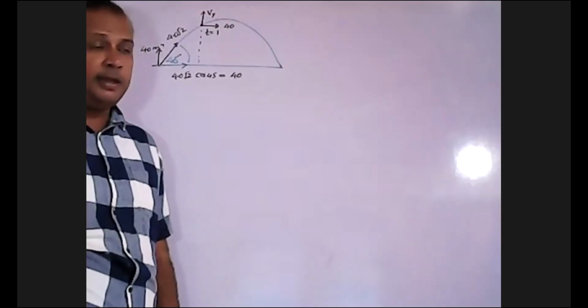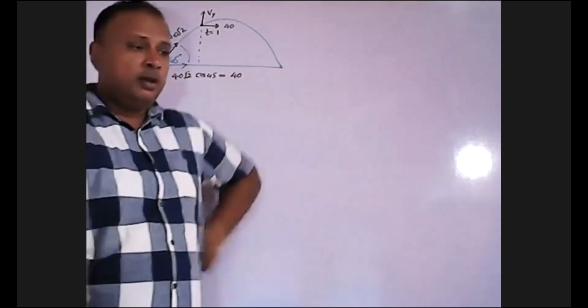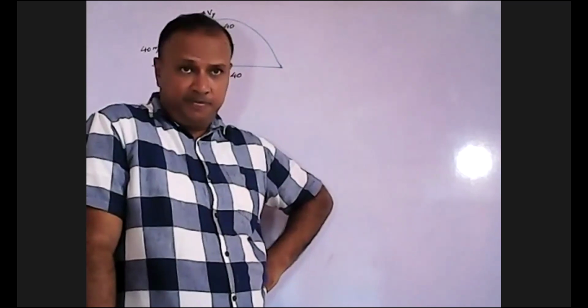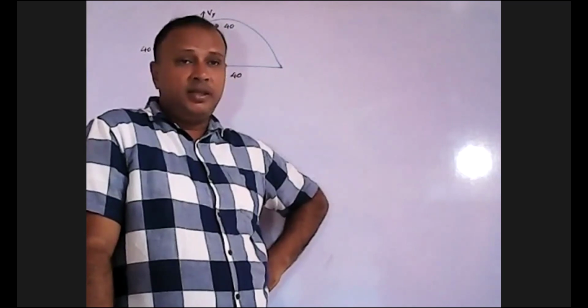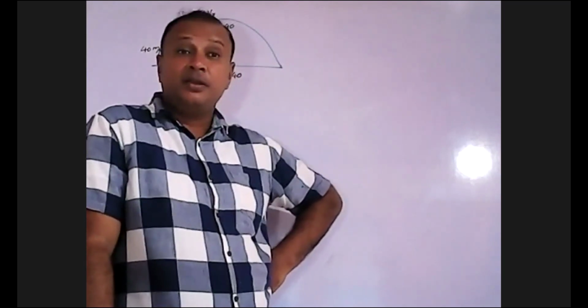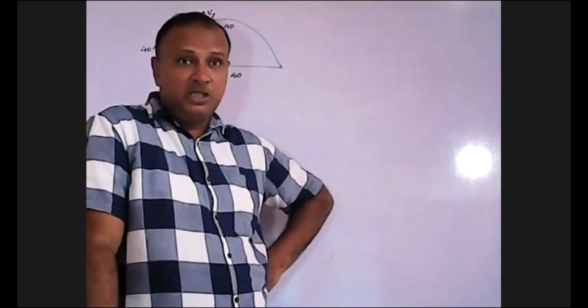Range equals u square sin 2 theta over g, height equals u square sin square theta over 2g, time equals 2 times u sin theta over g.